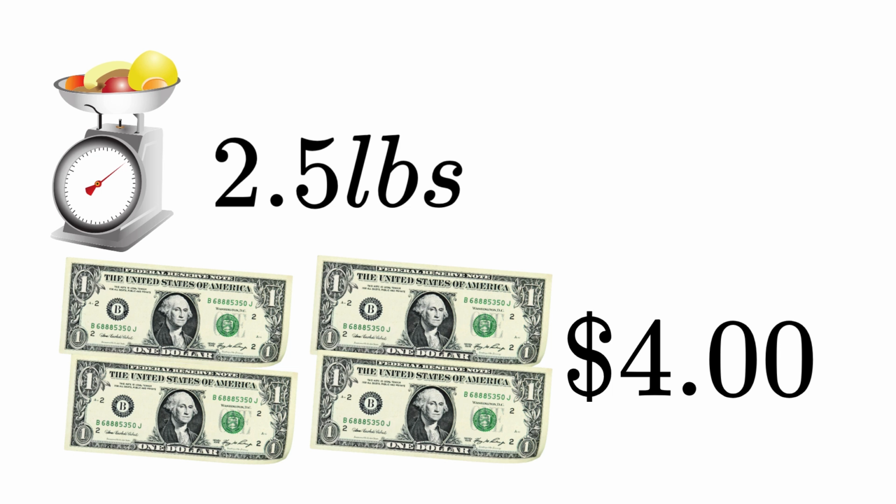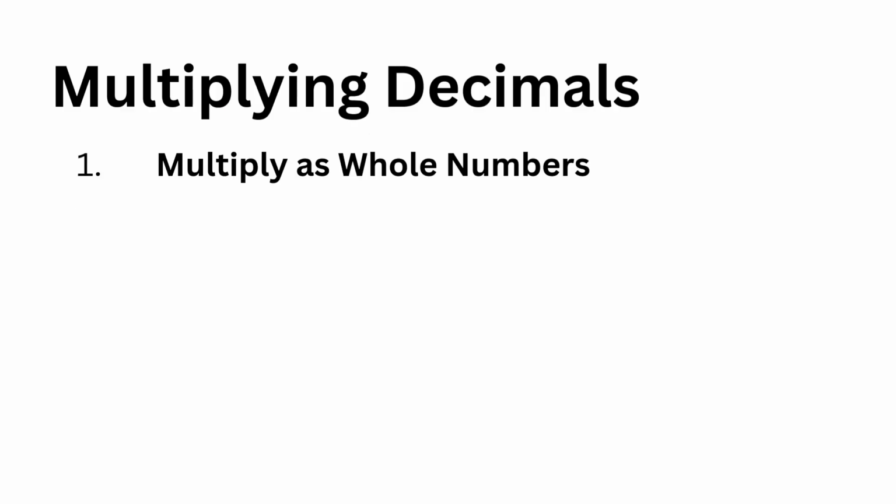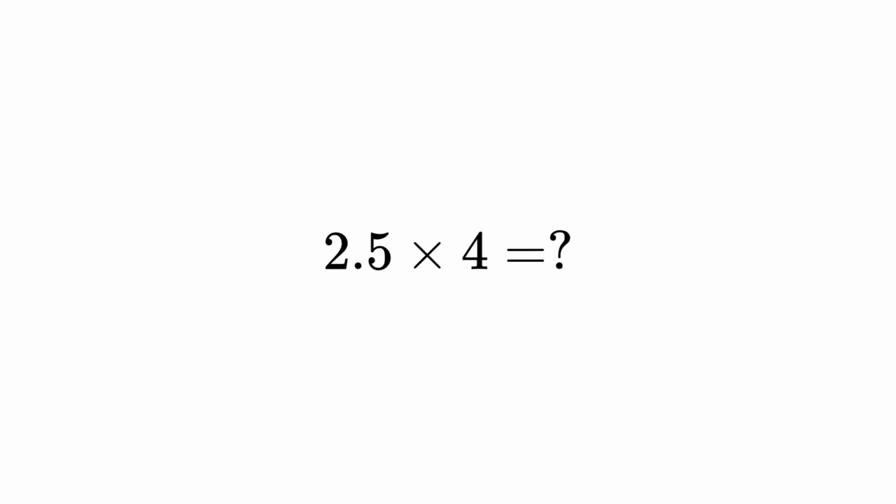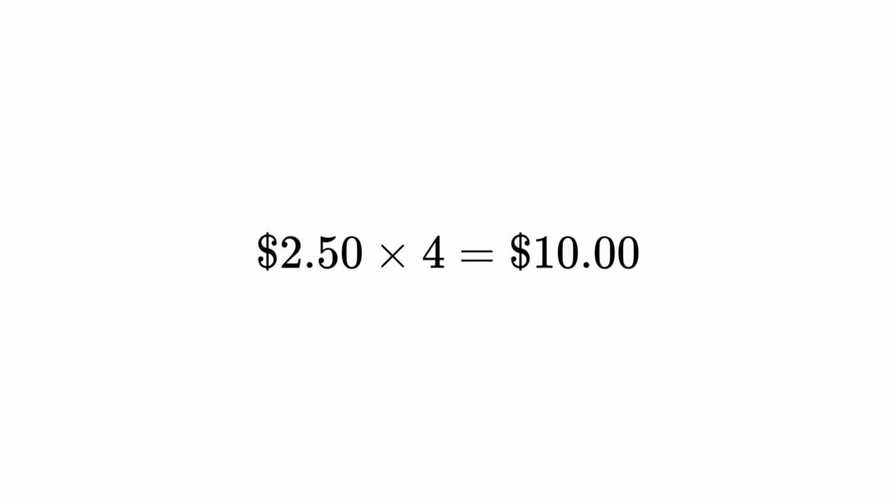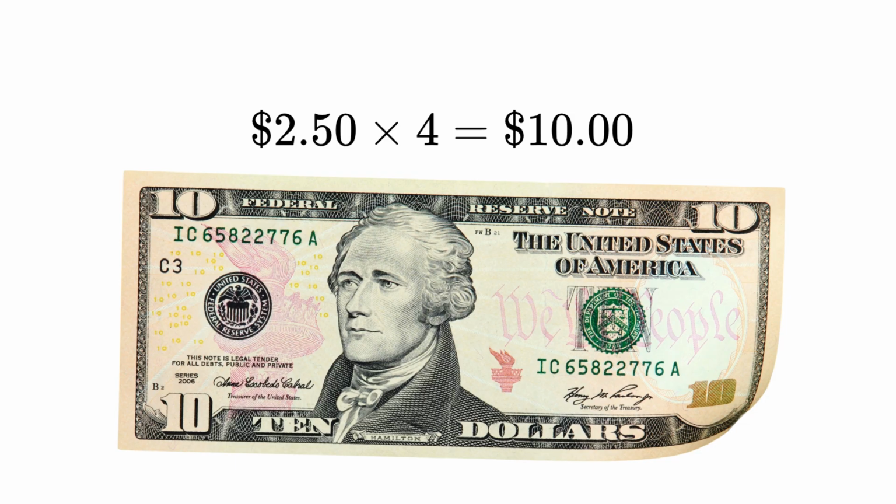Multiplying decimals is just as easy as with whole numbers. Let's say you buy 2.5 pounds of fruit at $4 per pound. How much do you spend? Here's the step-by-step process. Ignore the decimal points and multiply. 25 times 4 equals 100. Since there is 1 decimal place in total, place the decimal to get 10.00. You spend $10 on fruit. Multiplying decimals is used when calculating total costs, measurements, and in financial planning.